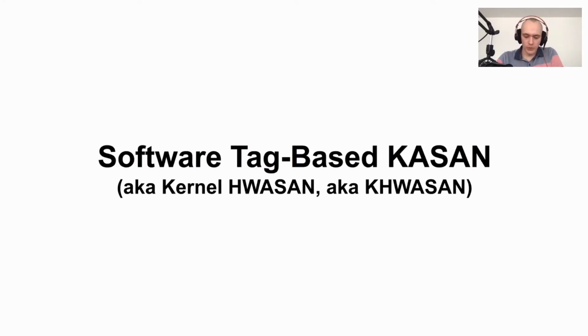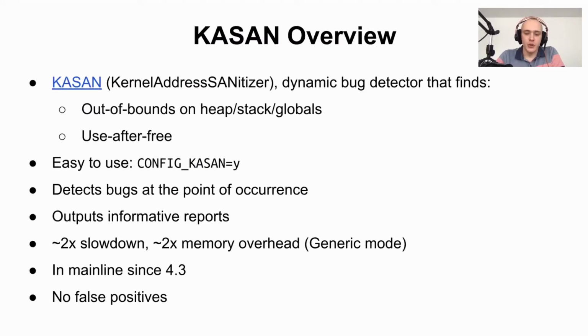Okay, now we come to the third part of the talk, which is about software tag-based KASAN. Initially, it was called kernel KASAN, so we wanted to implement KASAN for the kernel. But at some point, we decided to change the name to better integrate it with the current naming scheme that is used for KASAN. For those who don't know, KASAN is a memory bug detector for the Linux kernel. It can find out-of-bounds bugs on heap, stack, and globals, and it can find use after free bugs and some other types of memory issues.